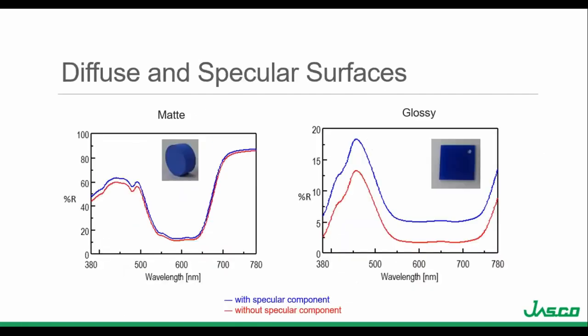Here you can see the effect of including the specular reflectance component for samples with a matte or rough surface on the left, compared to a sample with a glossy surface on the right. So for the matte finish on the left, the specular component, which is going to be the blue, adds relatively little to the total reflectance of the sample, but for the glossy sample on the right, the inclusion of that specular component significantly increases the total reflectance of the sample.